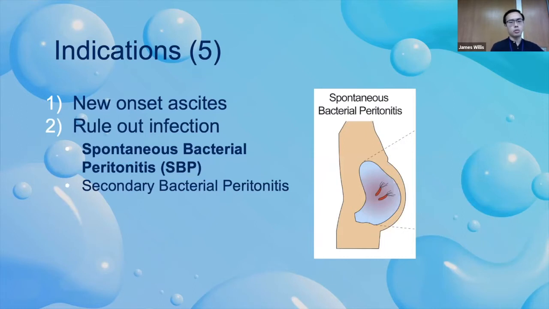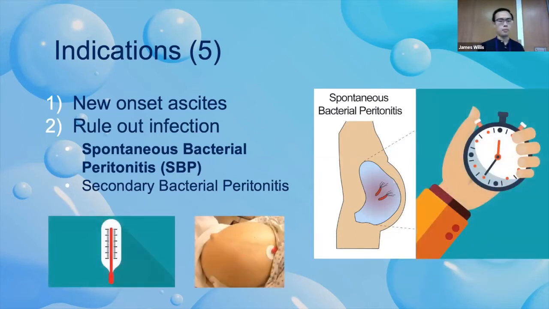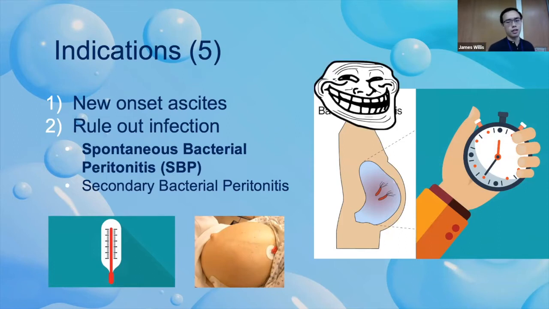Another indication is to rule out infection. Most commonly, you want to rule out SBP in ascitic patients with fever, abdominal pain, and abdominal tenderness. Paracentesis should be performed promptly in these cases because delays or failure are associated with increased mortality in patients with SBP. The only caveat is that SBP can also be asymptomatic.